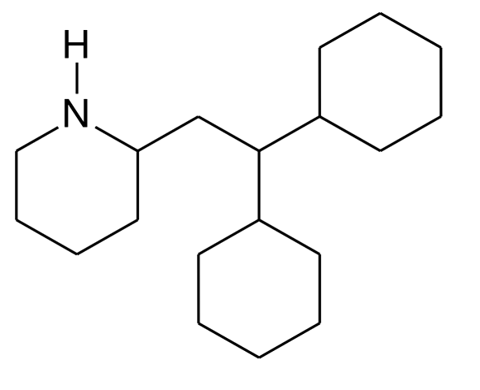Perhexiline metabolism. The major route of perhexiline metabolism in humans is hydroxylation by microsomal CYP2D6. The two main metabolites of perhexiline are the cis and trans isomers of hydroxyperhexiline.